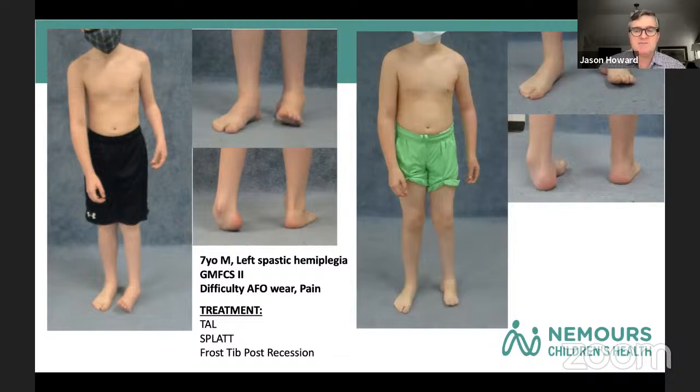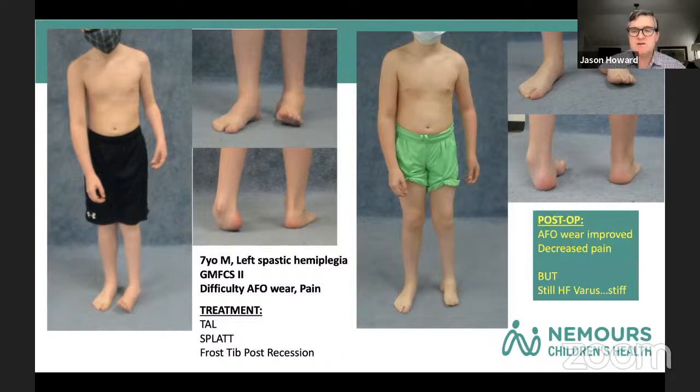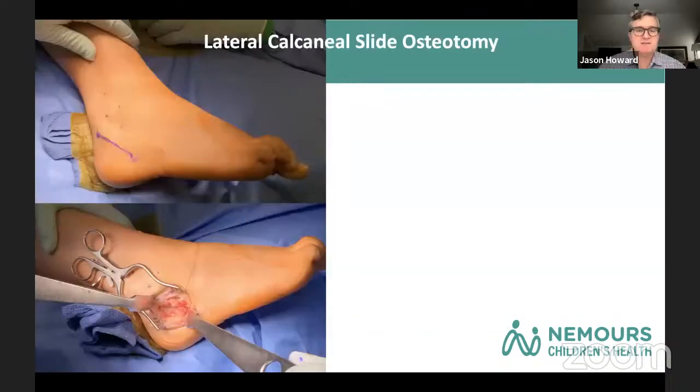And he had residual varus there, as you can see, and on the right side, and still having some issues with discomfort. His AFO wear was improved, but he still had a stiff varus. So in those cases where you have a stiff hindfoot varus, whether it be in CP or whether it be in Charcot-Marie-Tooth or otherwise, the lateral calcaneal slide osteotomy can be quite helpful.